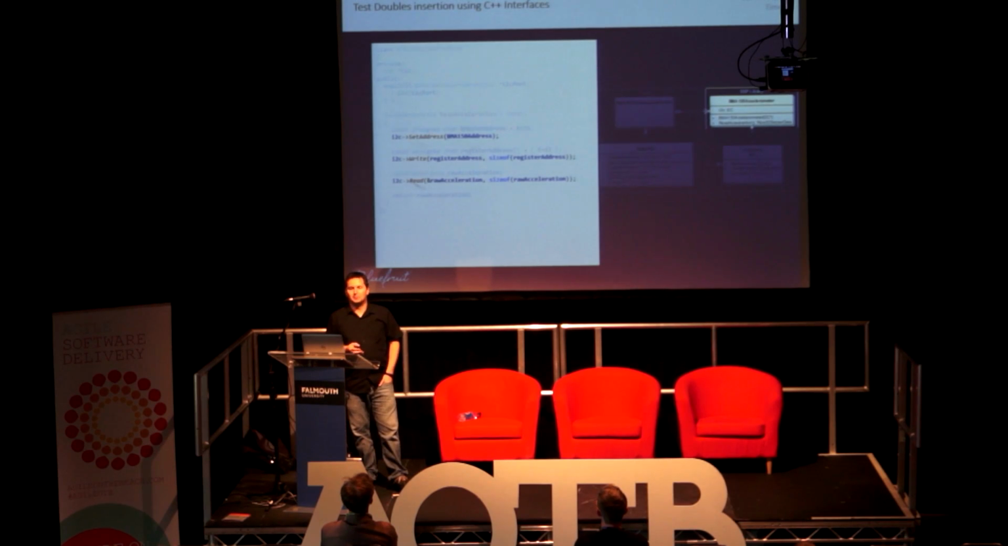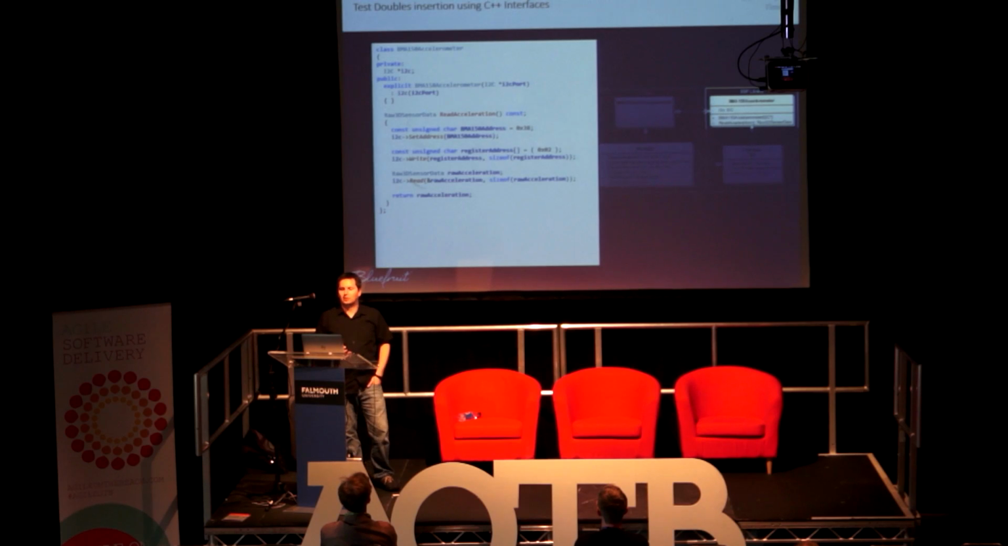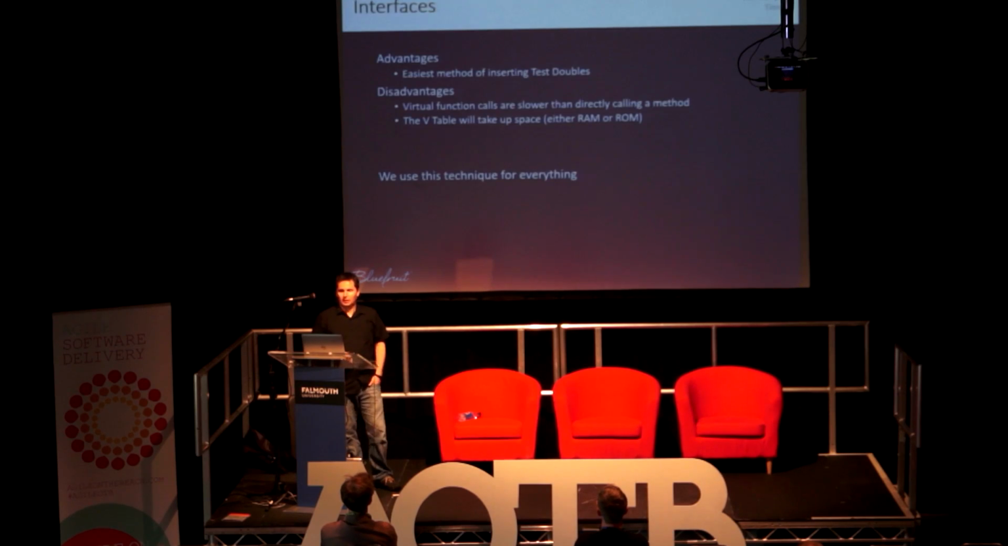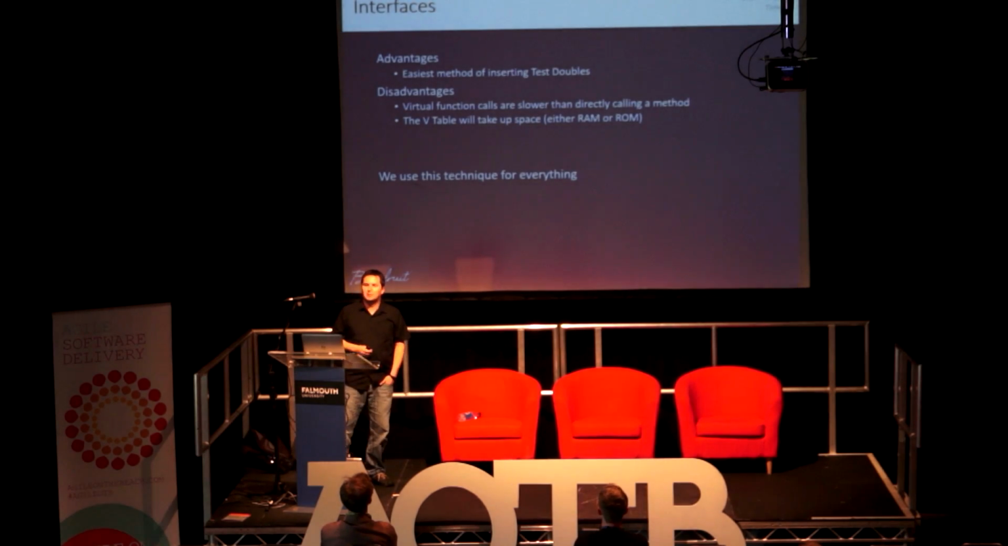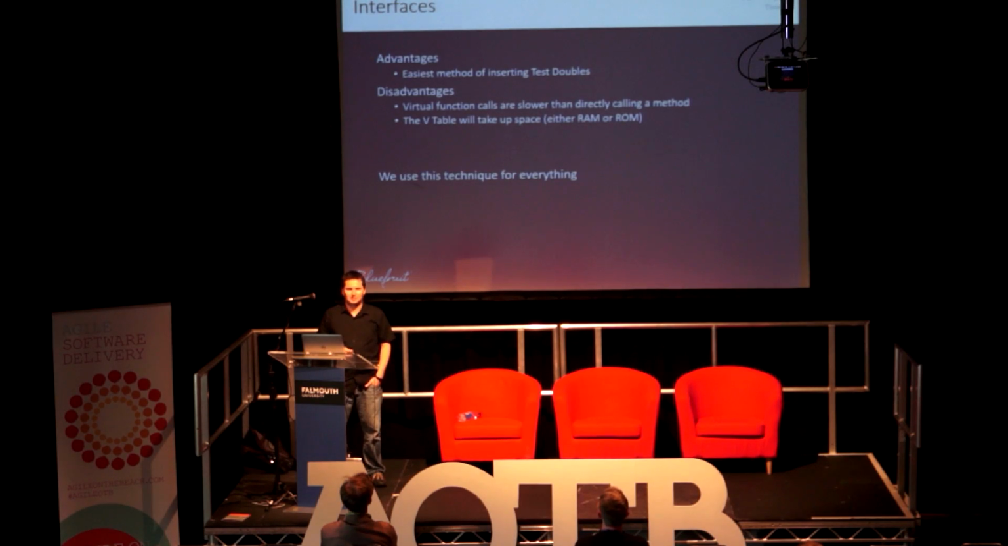The BMA 150 accelerometer object can now use that injected dependency when it's reading the acceleration. So the BMA 150 accelerometer is not coupled to a specific implementation of the I2C interface. I'm free to provide it with whatever I want. So using C++ interfaces is the easiest method of test double insertion in C++.